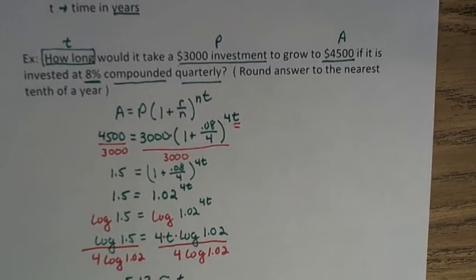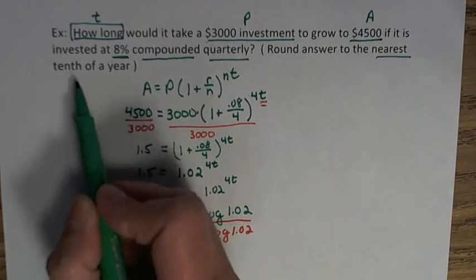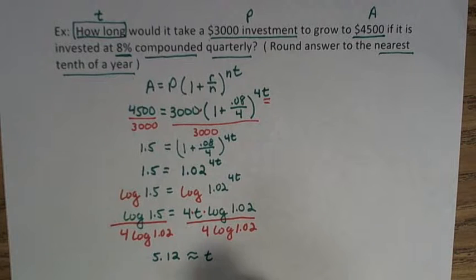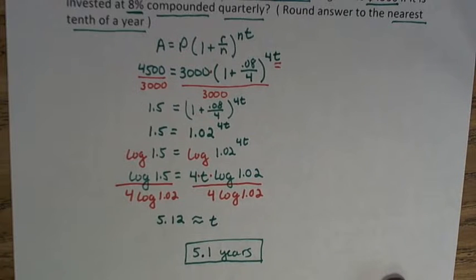Now, if I look back at the problem and what I was asked to do in the problem, it did ask me to actually round it to the nearest tenth of a year. So my final answer here would be 5.1 years. So always go back and double check the directions to see what your final answer should be. So this is one type of interest problem that you could work.